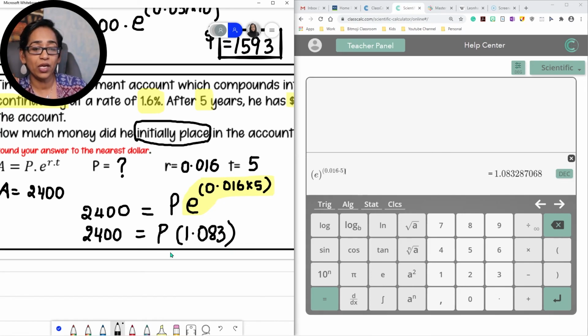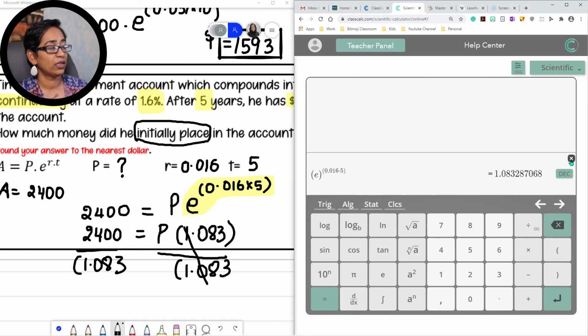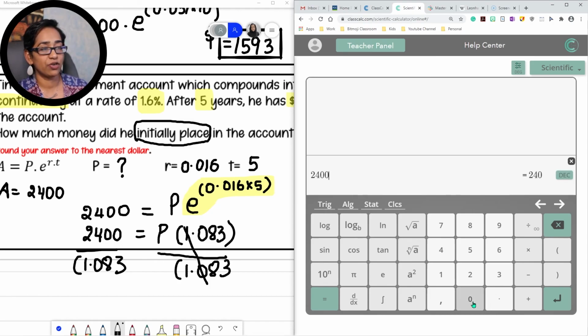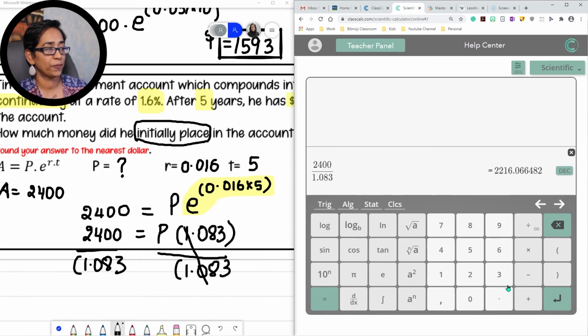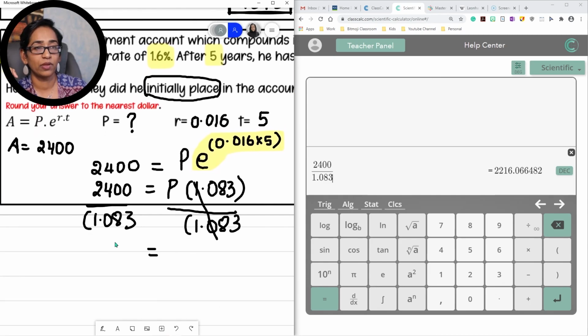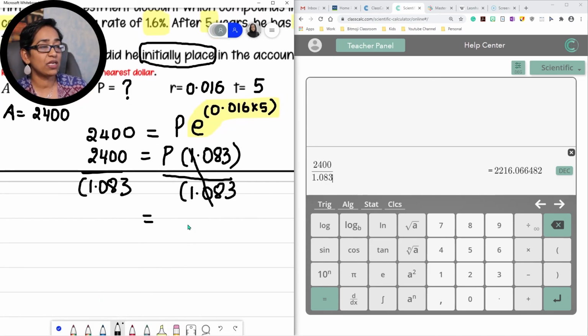Now to calculate P, all I have to do is divide both sides by 1.083. I'm going to go ahead and plug that into my calculator. 2400 divided by 1.083. So what amount did he start with? Tim started with $2,216 to the nearest dollar.